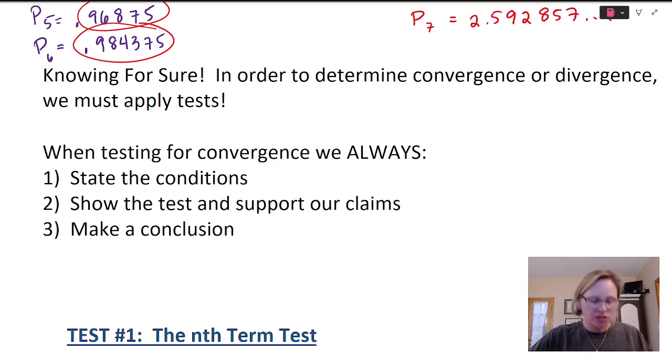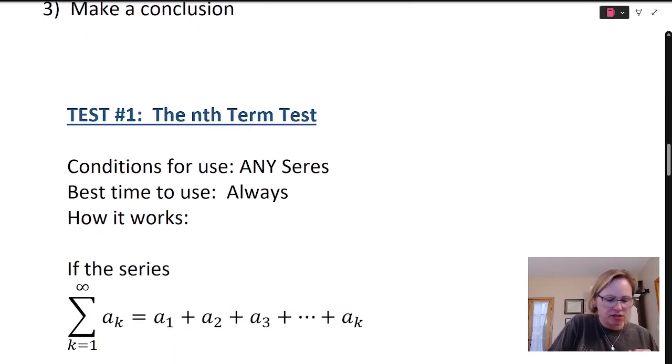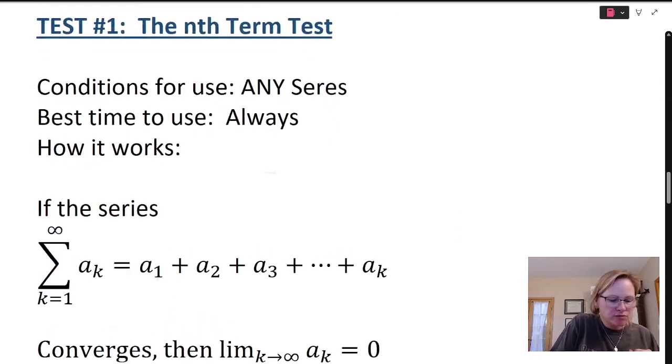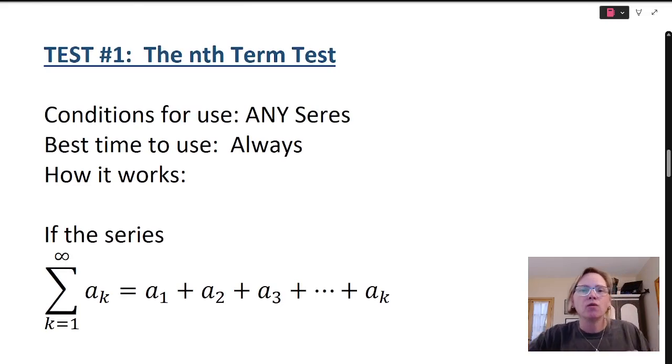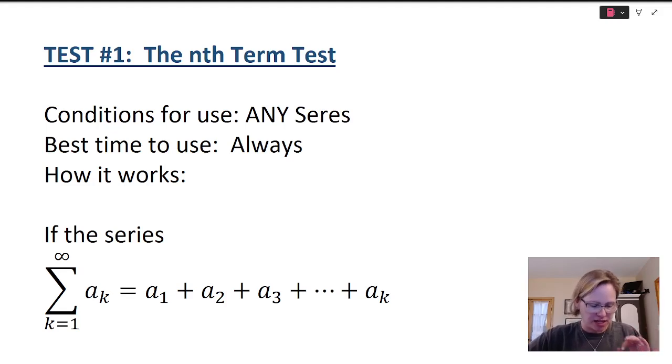So first things first, let's talk about the most basic test, and that's called the nth term test. Now, the nth term test looks like this. What are the conditions for its use? Well, we can really use it anytime. The best time to use it is always. This is kind of a tricky test because it's not really a test for convergence. I call this a divergence test because all this test does is tell me right off the bat if a series is going to diverge. And it works like this.